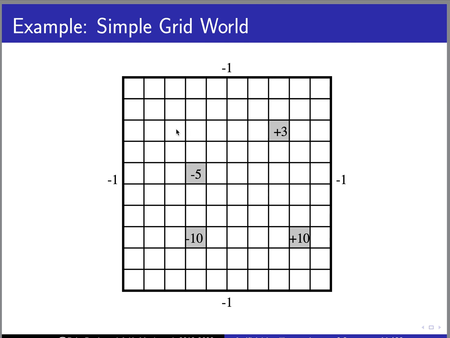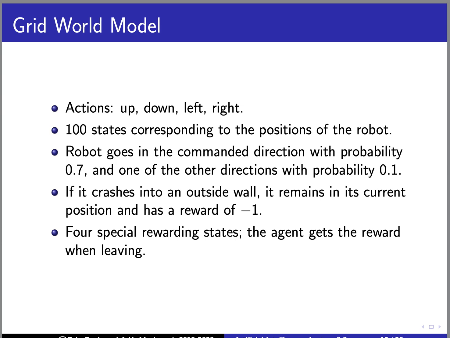Okay, and the reward structure is such that if it crashes into the outside, it gets a reward of -1. If it's on one of these other states, one of these gray states, then it gets the reward when it leaves. So if it's in this state and leaves, it gets a -10. If it's in this state here and leaves, it gets -10. If it's in this state here and leaves, it gets a +10. So this is a good state to be in because you get a +10. This is a bad state to be in because you get a -1. It's bad to crash into the walls. Okay, this is just what I said there.